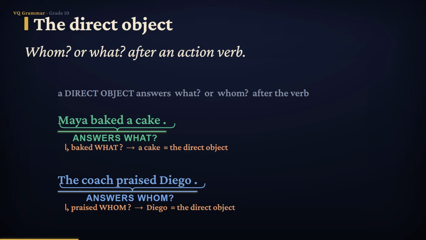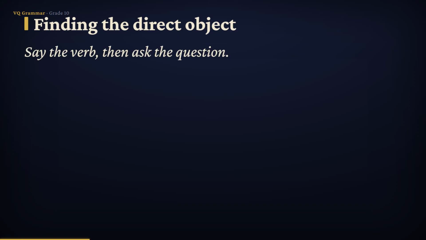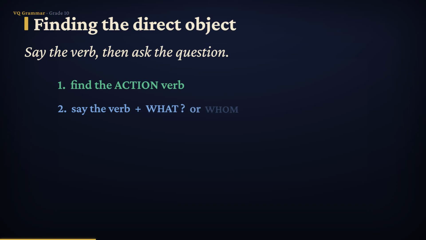And notice two things. A direct object is always a noun or a pronoun, and it always comes after the action verb, never before it. Remember transitive verbs from our verb lesson? A verb that carries a direct object is exactly what transitive means. So how do you actually find a direct object? Run 3 quick steps. Step 1, find the action verb. Step 2, say that verb, and then ask what or whom. Step 3, whatever answers the question is your direct object.